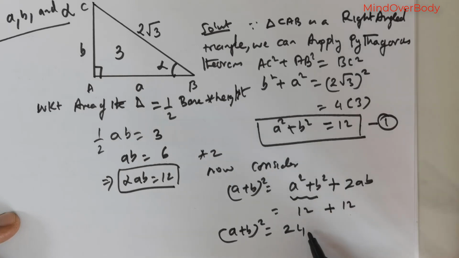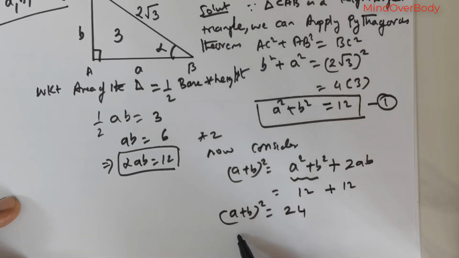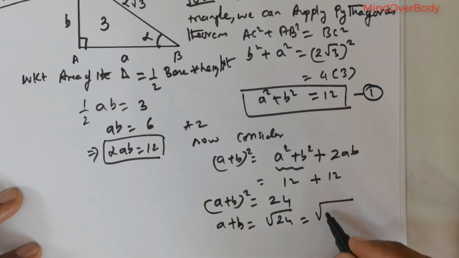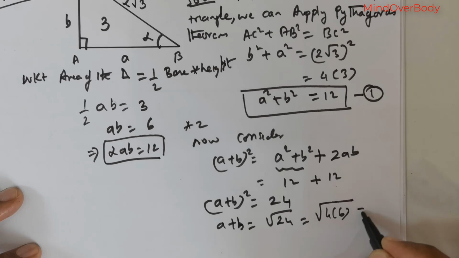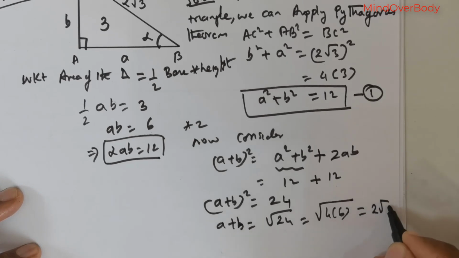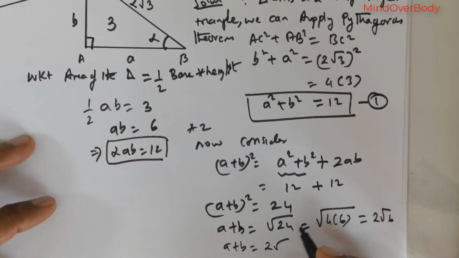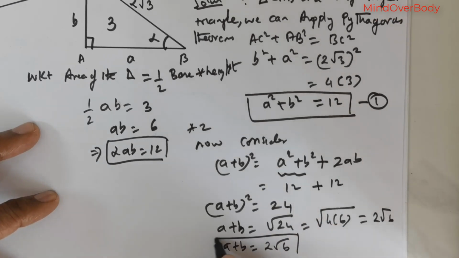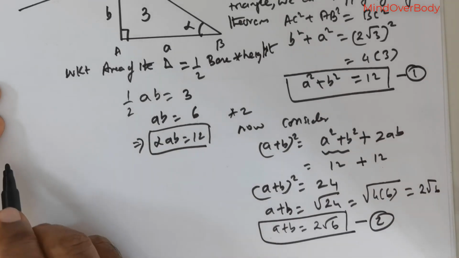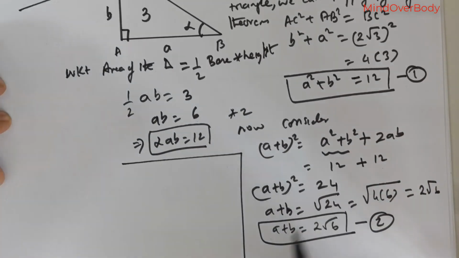So this is one value. So from here I get A positive B is equal to root of 24, which is nothing but root of 4 times 6, which is nothing but 2 times the root of 6. So A positive B is equal to 2 times root of 6. So I'm taking this as 2. Right. Now let me use this part.